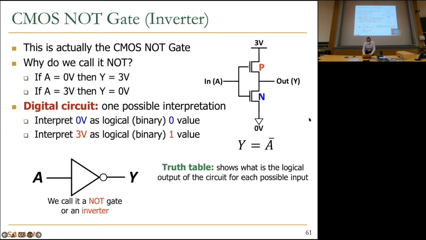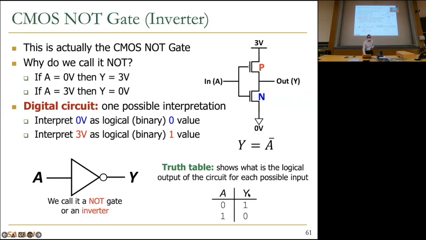And every logic gate has a truth table, which shows what is the logical output of the circuit or gate for each possible input. You learned about truth tables? Okay, so who doesn't know about truth tables? I'm curious. Okay, everybody knows about truth tables. That's good. So this is one of the simplest truth tables you can get, right? This is the input A.